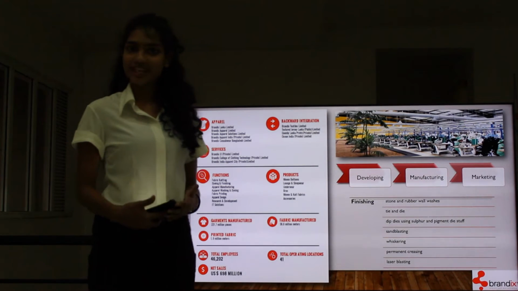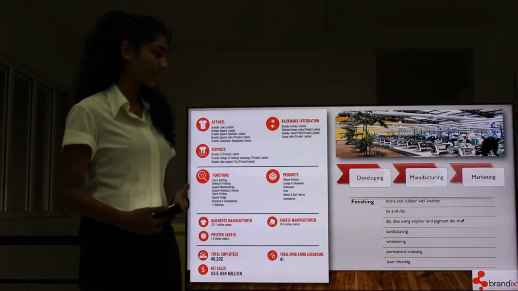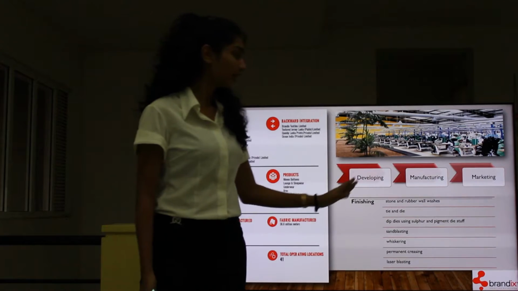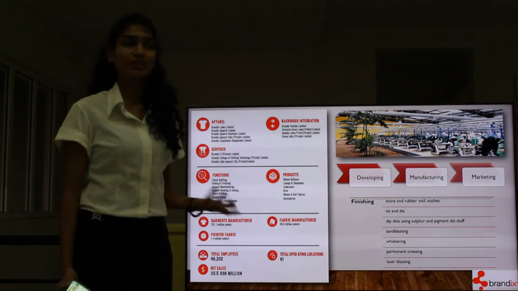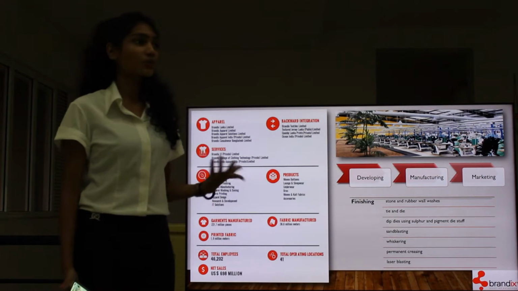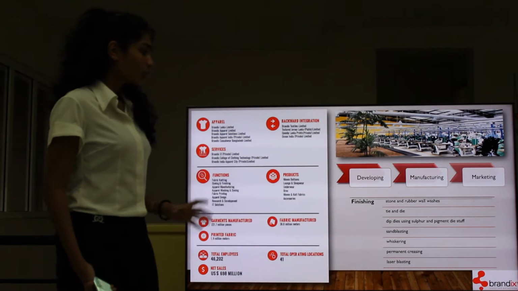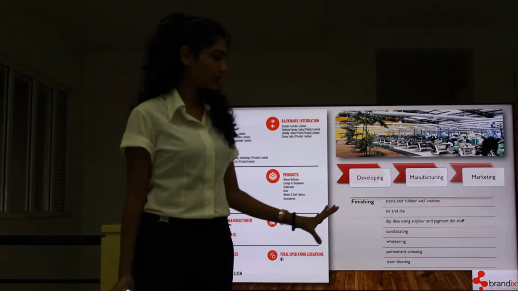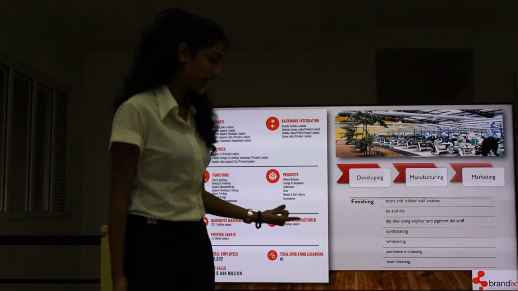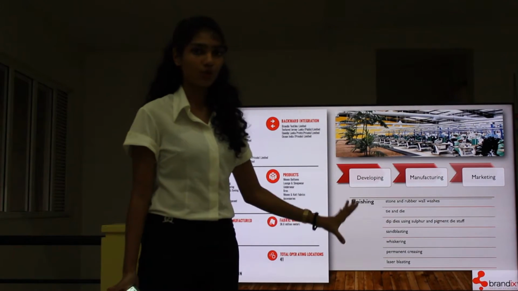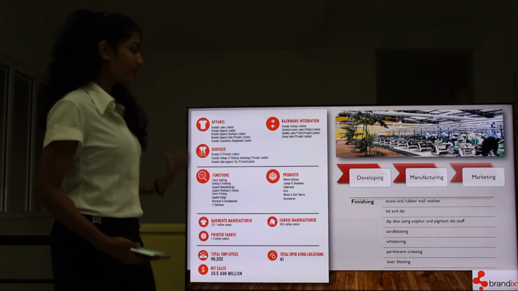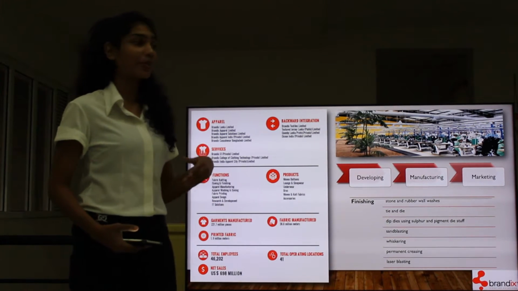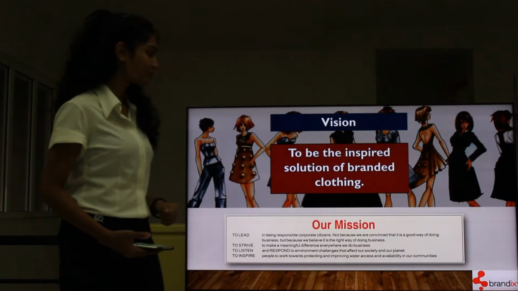When talking about the sector of the Brandix company, they are mainly into developing, manufacturing and marketing. Some of their products include casual wear, intimates, sportswear and etc. When talking about the finishing of their products, they have tie and dyes, sandblasting and so on. These are the things which differentiate Brandix products from any other apparel company.